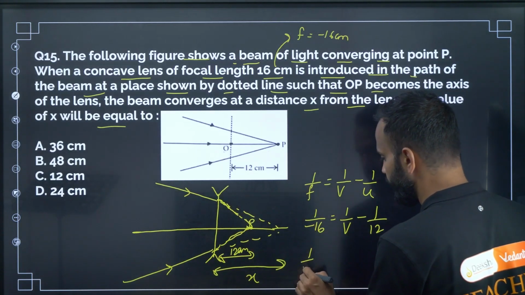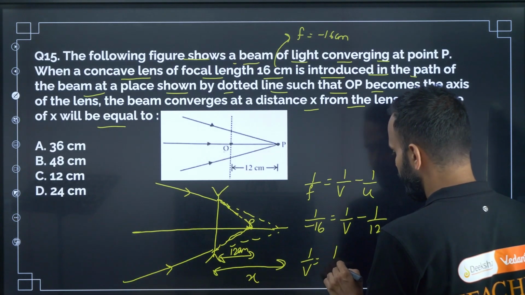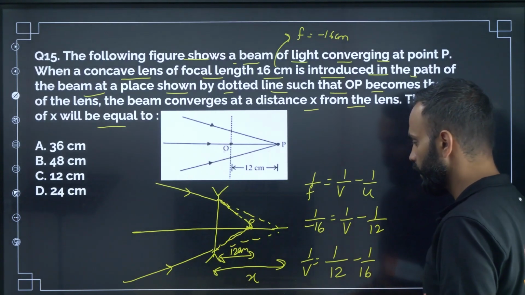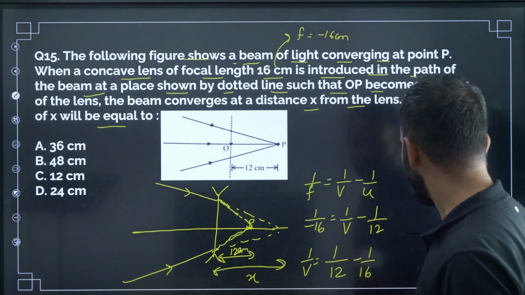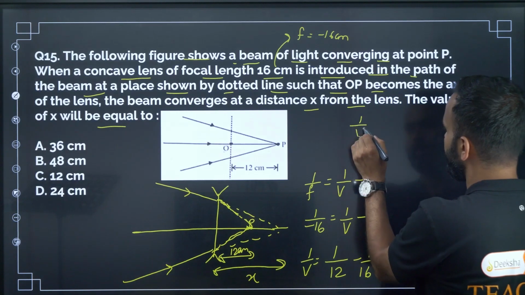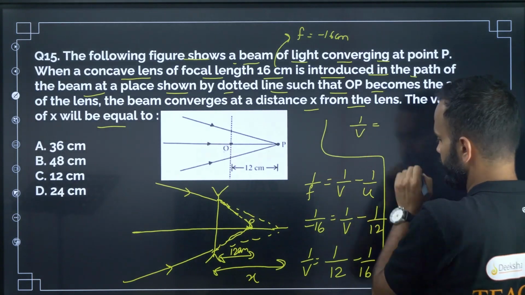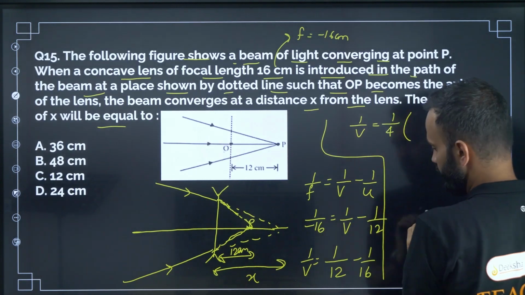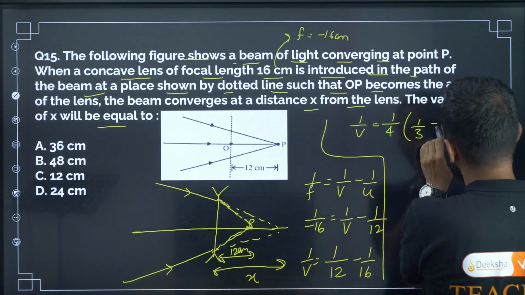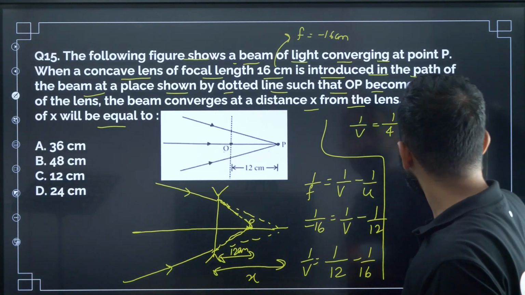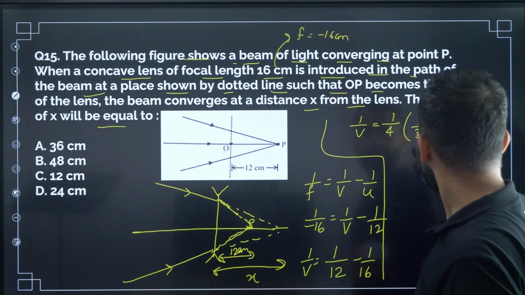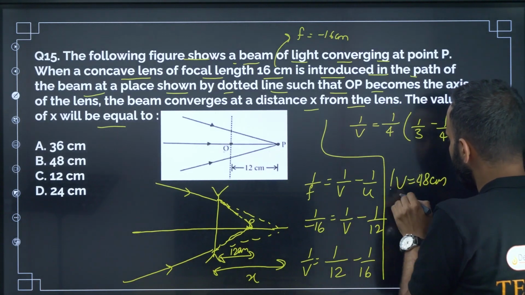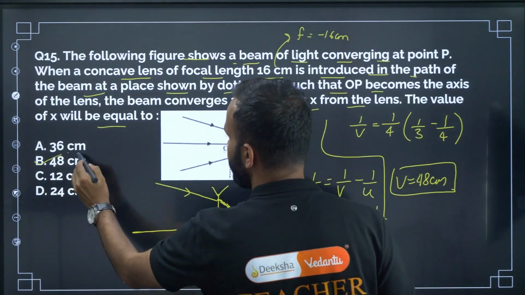Now 1 divided by v is equal to 1 divided by 12 minus 1 divided by 16, okay? 1 by 12 minus 1 by 16. Now 1 divided by v is equal to, take 1 by 4 as common, right? So 1 divided by 4, now 1 by 3 minus 1 divided by 4. So 4 minus 3, 1, right? 4 3s are 12. So v equals 48 centimeter. So the correct option is B.